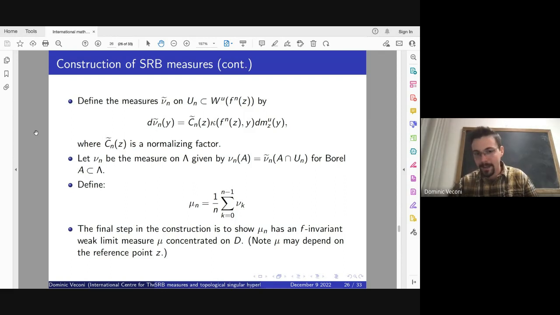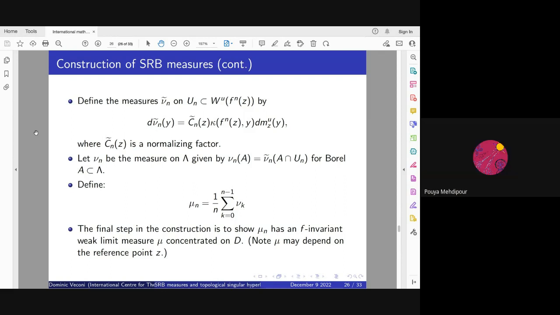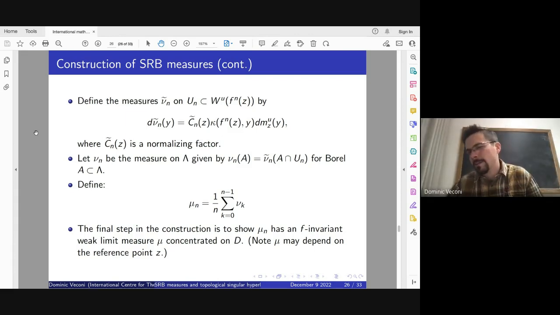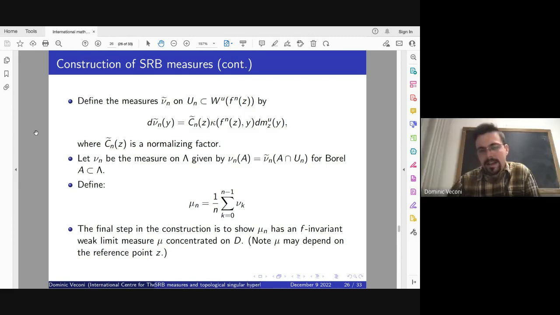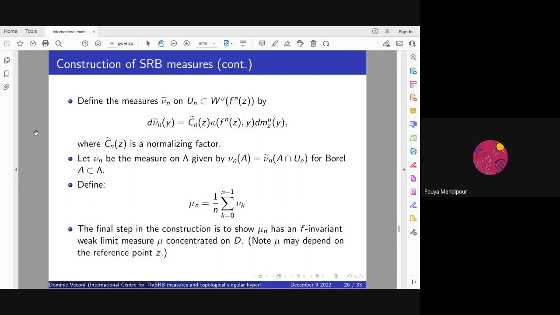Dominic, sorry, about this set D, does it have anything to do with N plus union with N minus? I'm sorry, can you repeat your question? I'm asking about set D. Yes. What's the relation with N plus and N minus?